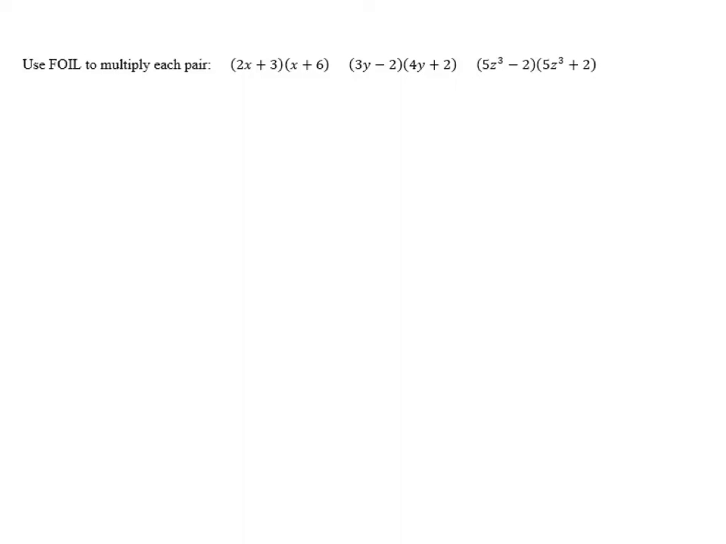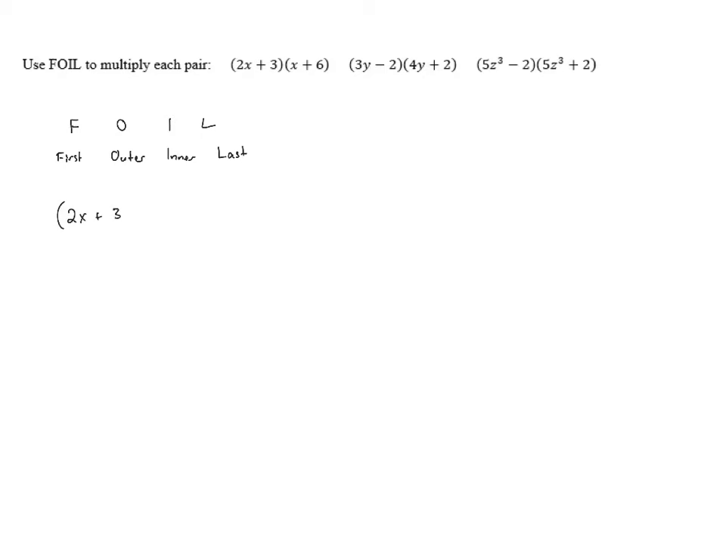Use FOIL to multiply each pair. Here we have three products to use to get some practice with FOIL. Remember that FOIL stands for first, outer, inner, and last. And it's a nice way to help us make sure that we've done all of our multiplying correctly when we have a binomial times a binomial. Let's take a look at some examples.